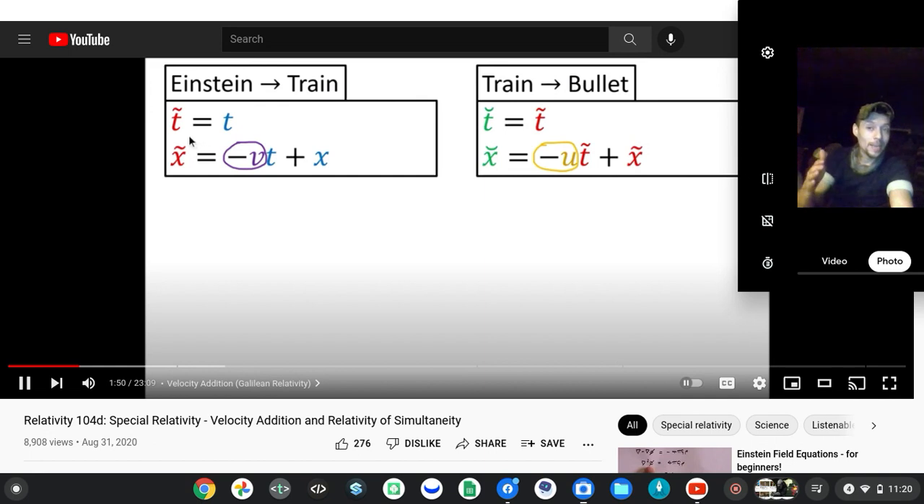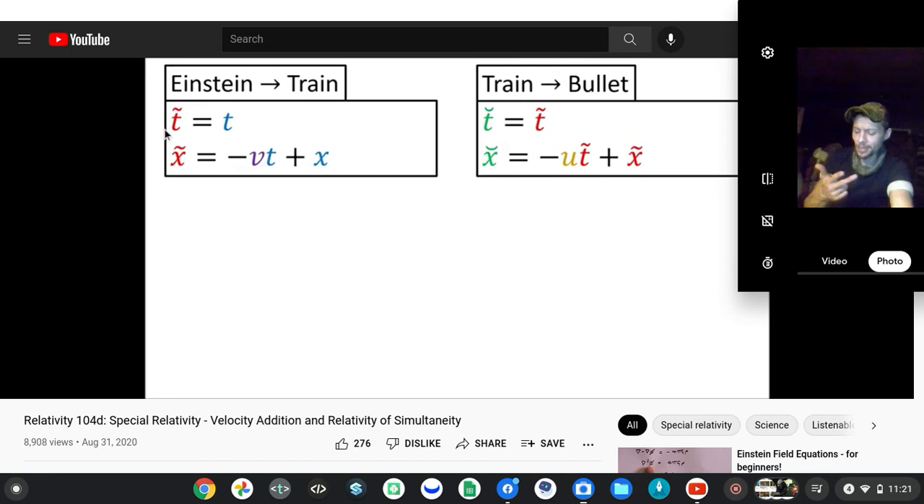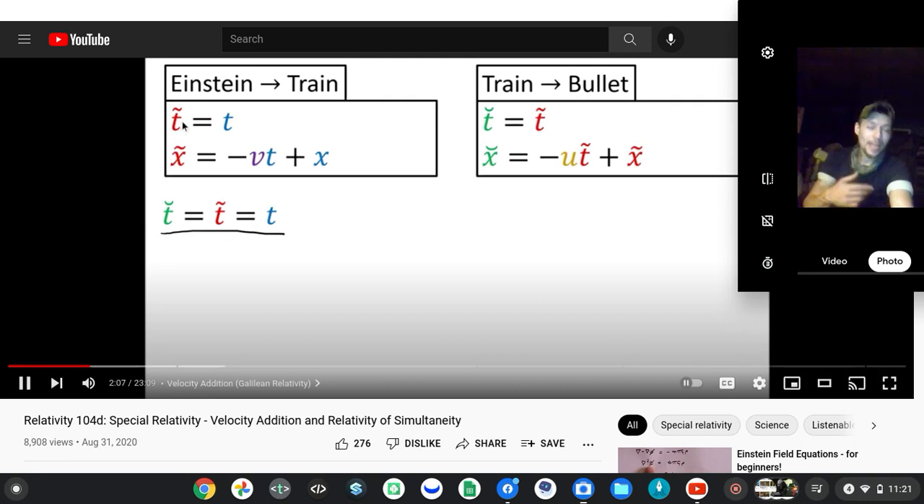To see how the velocities add in Galilean relativity, first let's combine these two Galilean transformations together to get a new transformation from Einstein's coordinates to the bullet's coordinates. Time in Galilean relativity is universal for all reference frames. So t smile equals t tilde equals t.